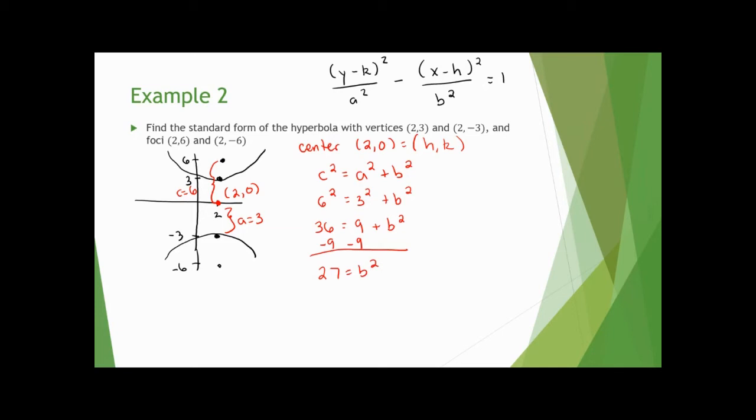And once I have b squared, now I have all of the information that I need, because I know a squared and I know my center. So it's y minus k. k is 0. So it's just going to be y squared over a squared, which is 9, minus then x minus h, and h is 2, so that's going to be x minus 2 squared over b squared, which is 27, and then this equals 1.